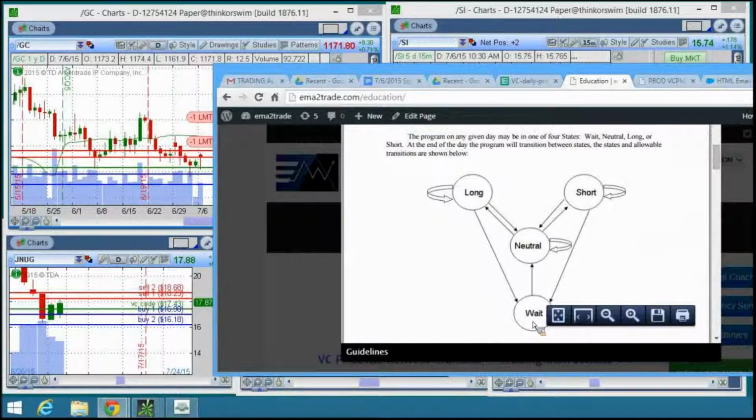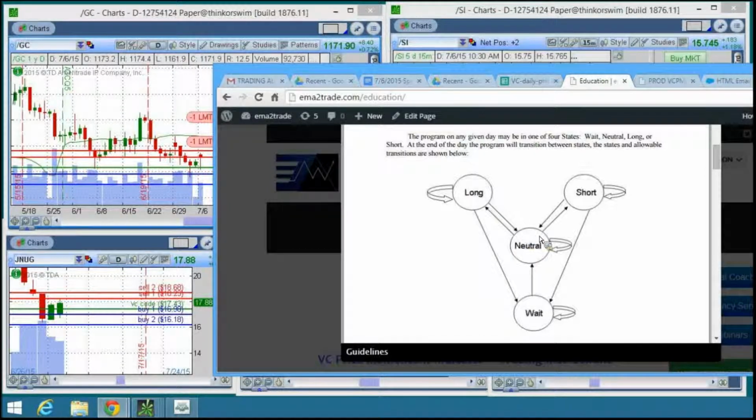It starts from a wait position. When the price comes down into any of the levels, it activates a neutral position. And using the 15-minute bar, if it closes above it, it's a long position. When the target is met, it'll go back to a neutral position or a wait.